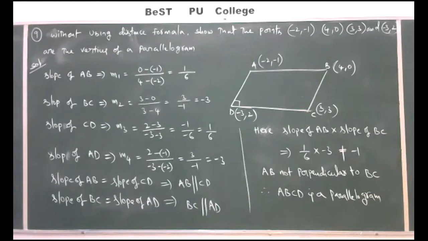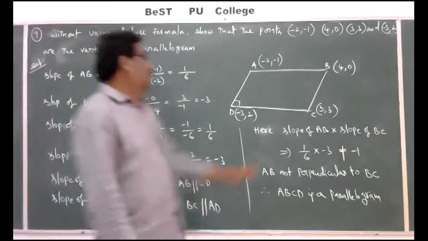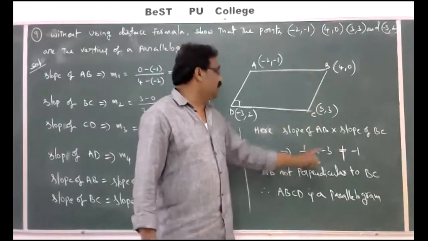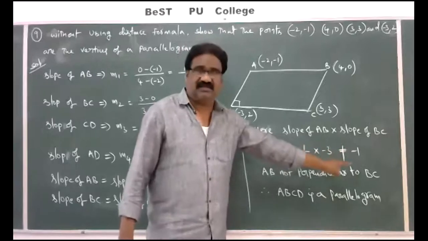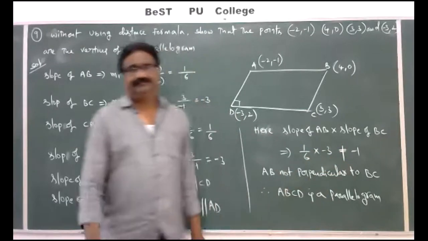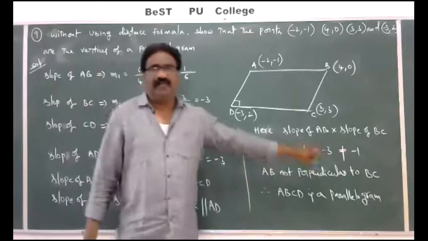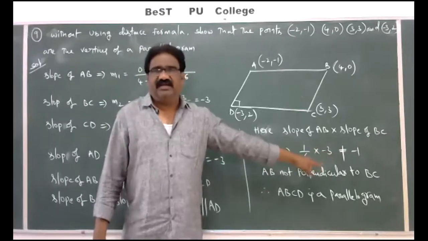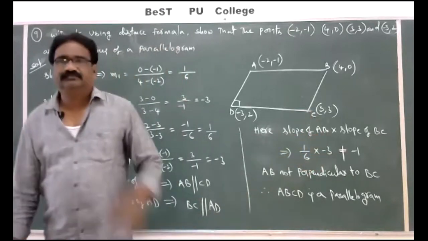ABCD is a parallelogram using slopes. But here, if the product of the slopes of adjacent sides is equal to minus 1, it should be a rectangle. But here it is not equal to minus 1, that's why it is a parallelogram.